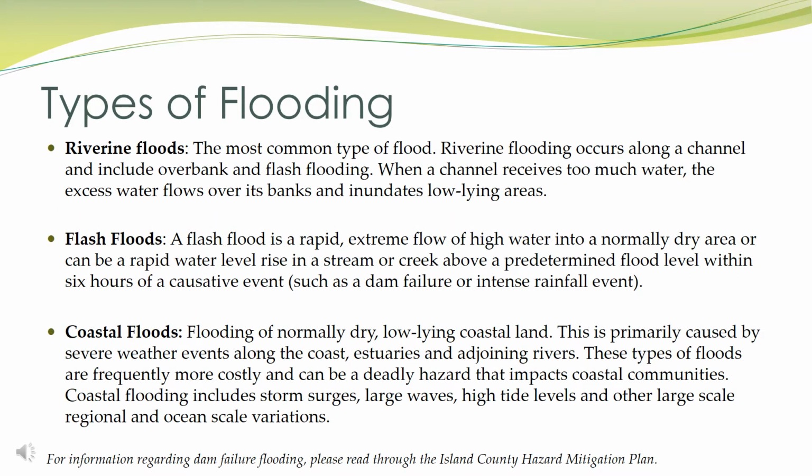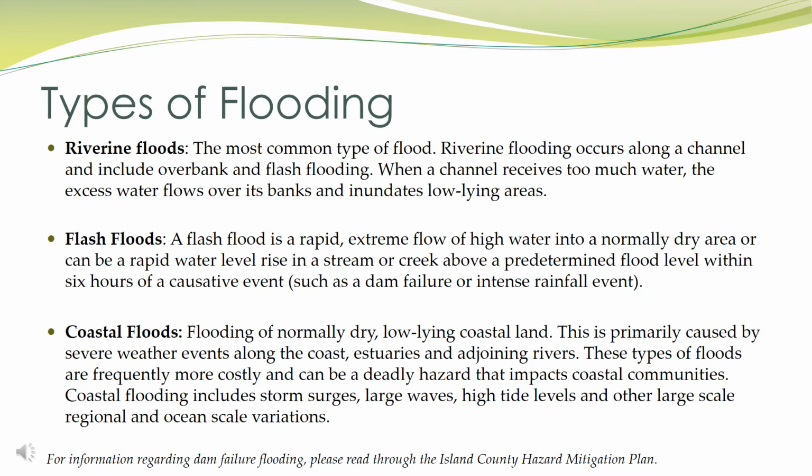Next, let's talk about the different types of flooding. Riverine flooding is the most common type of flood. This flooding occurs along a channel and includes overbank and flash flooding. When a channel receives too much water, the excess water flows over its banks and inundates low-lying areas.